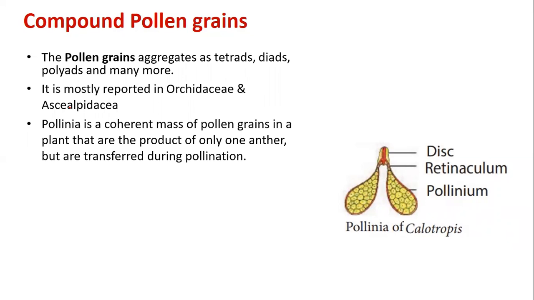You can see in the diagram as well, there is a pollinium. Pollinia is a coherent mass of pollen grains in which all the pollen grains are joined together. Once they join together, during pollination they are transferred together. So that is the most important feature we see in case of the pollinia.